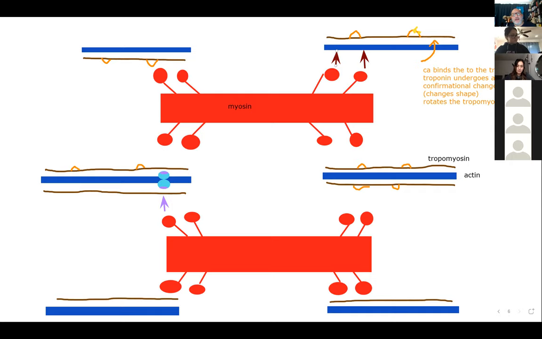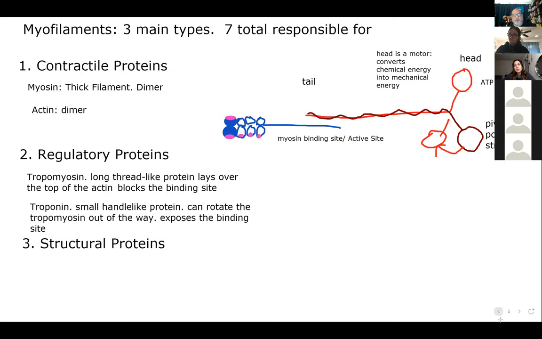All right, excellent. So we have our two regulatory proteins, we have our two contractile proteins, and a basic idea of how they work. So what that leaves us with is these structural proteins. Now let's start easy with our structural proteins.